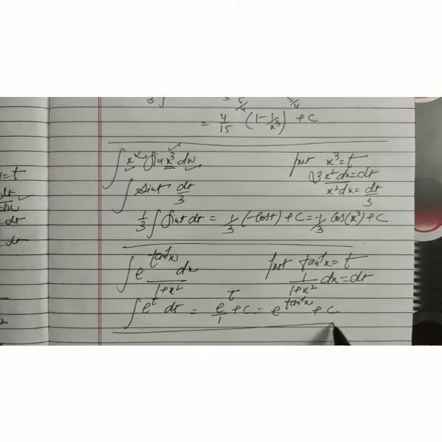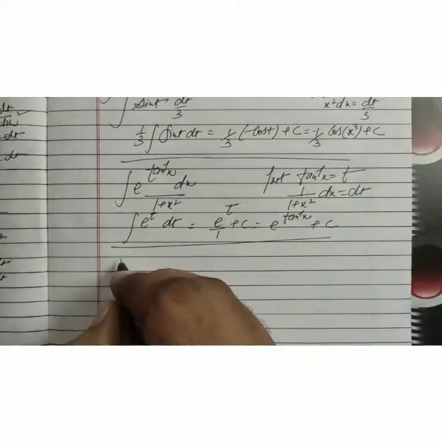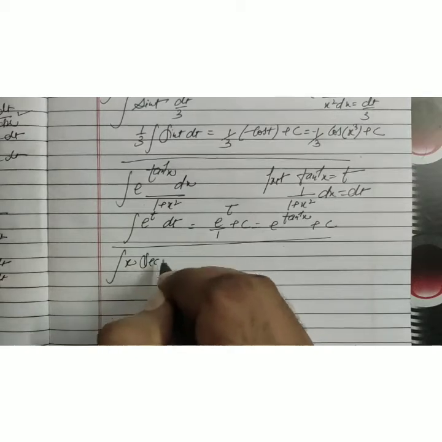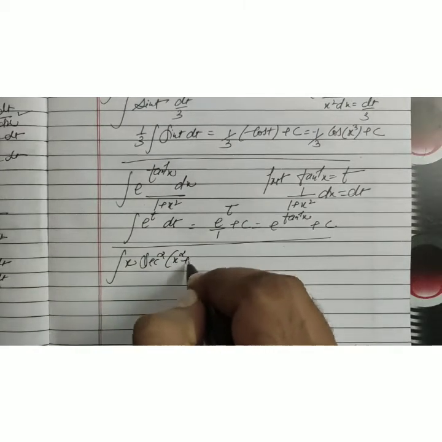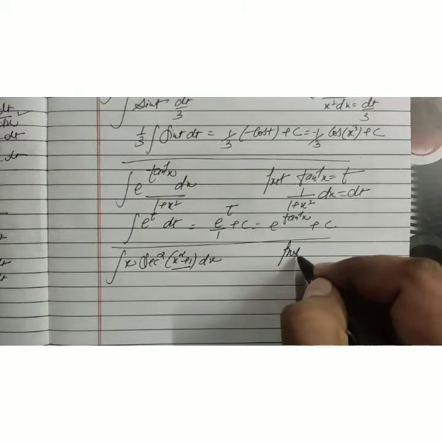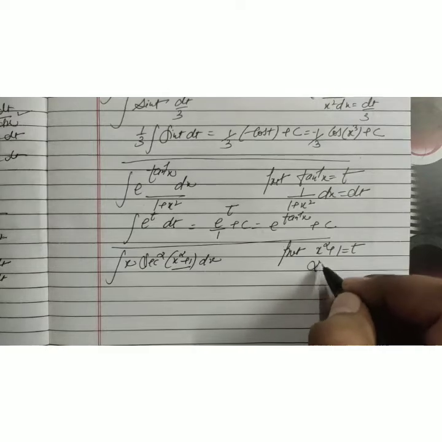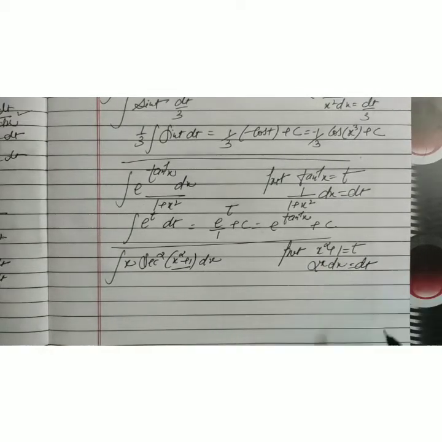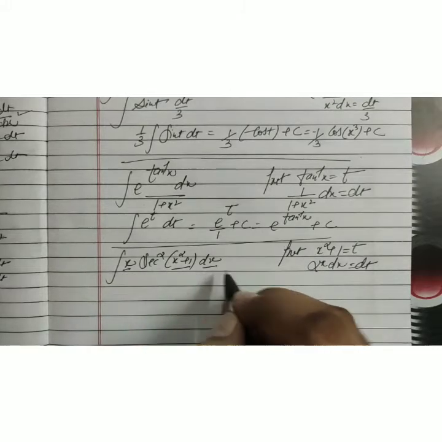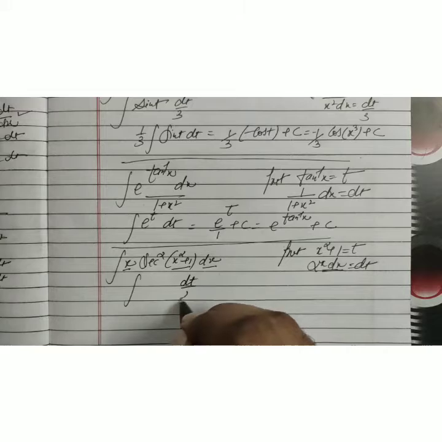Another example we are going to take here, x sec² (x² + 1). If you see again, this is not a linear function. Take this value as t. The derivative of x² becomes 2x dx, and the value of t becomes dt. We have just x dx, so getting the value of x dx from here, it becomes dt by 2.